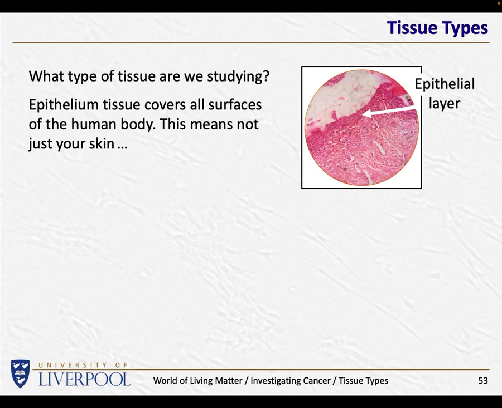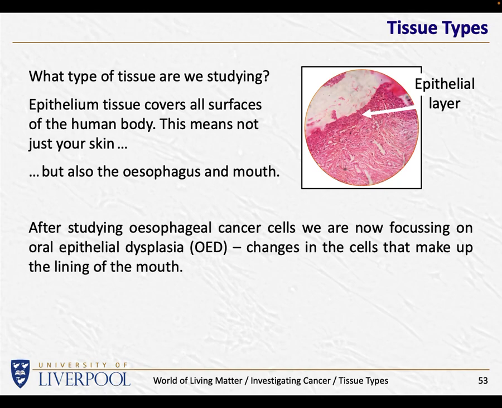Well, at the moment, we're studying epithelial tissue. Epithelial tissue covers the entire human body, not just your skin. It means other surfaces that are exposed to air, such as, for instance, your esophagus and your mouth. And we have worked on esophageal cancer. We are now working on oral cancer, in particular oral epithelial dysplasia.